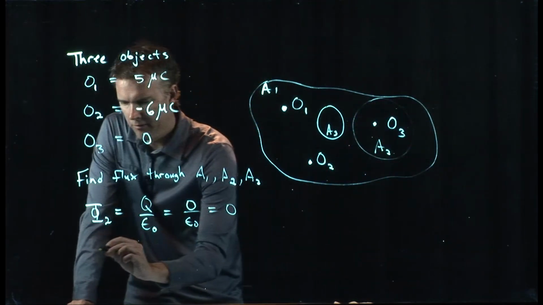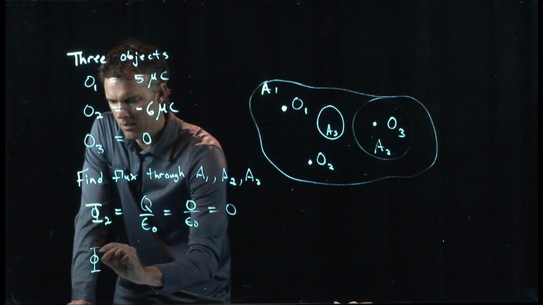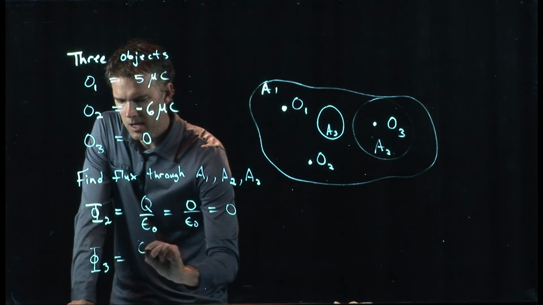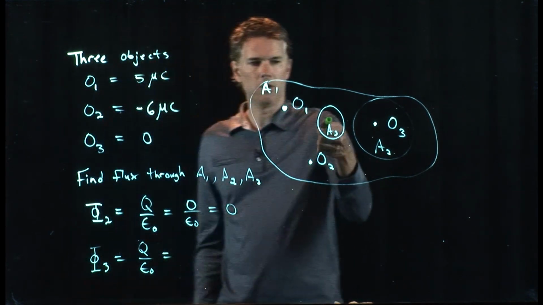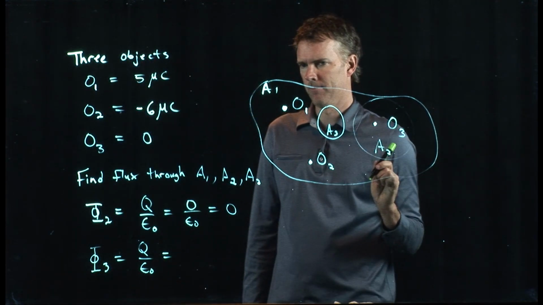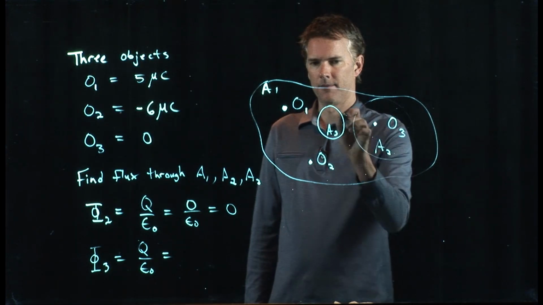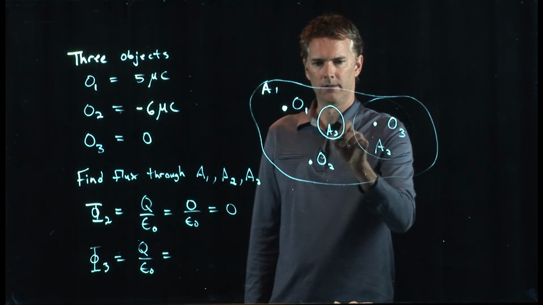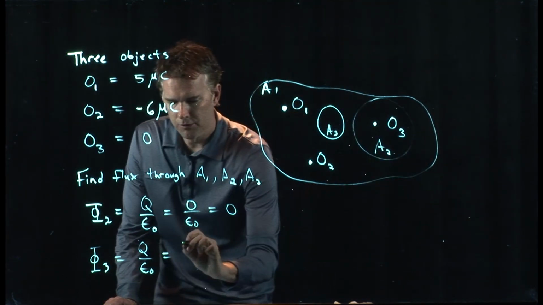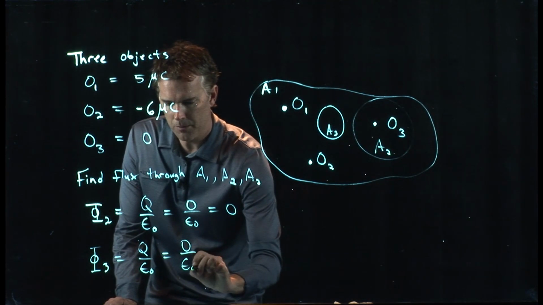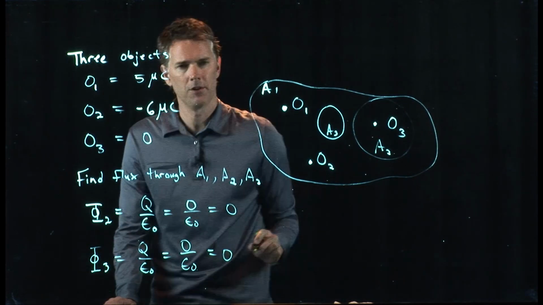What about phi 3? Phi 3 is also Q over epsilon naught. How much charge is enclosed in A3? Is there any charge in there? No, there's 0. 0 charge enclosed in A3, so that one is also 0.